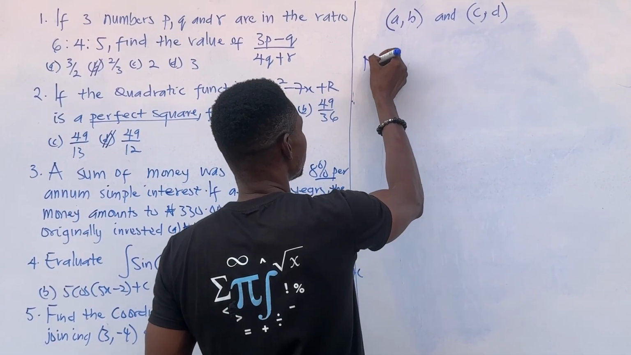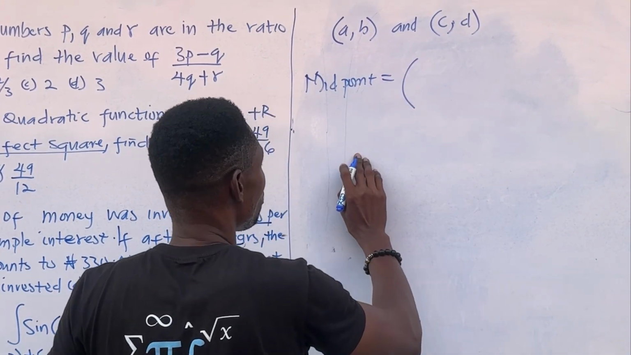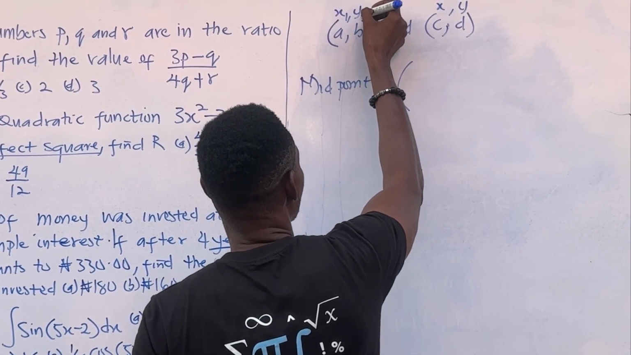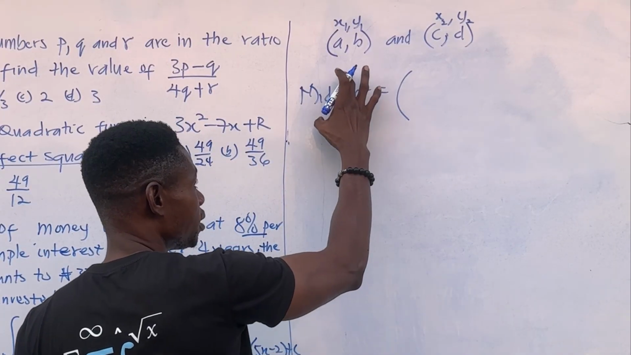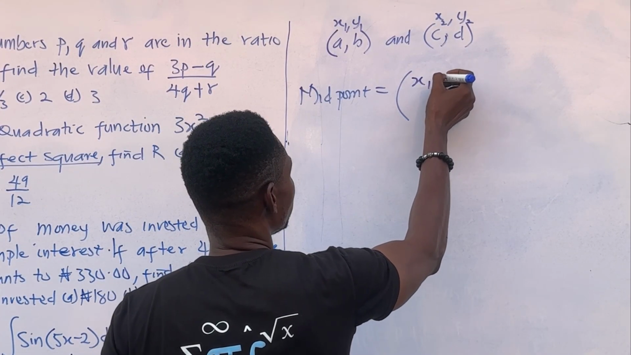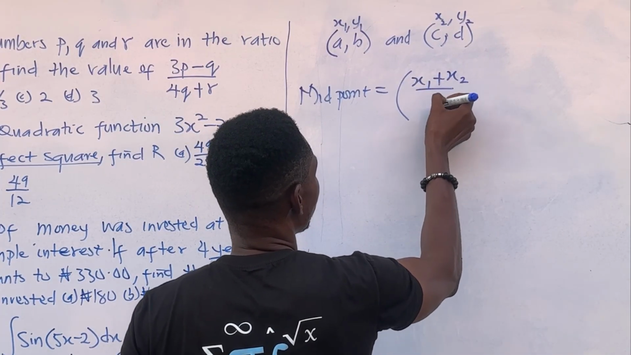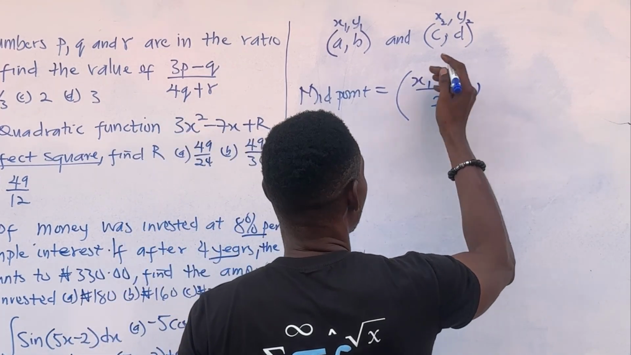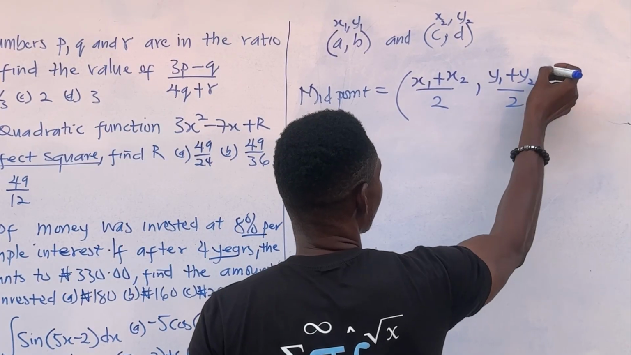Now the midpoint will be what? You pick the x. Remember, this is x comma y. Let's say x1, y1, x2, y2, right? So the coordinates of the midpoint will be x1 plus x2 over 2, comma, then for the y, you have y1 plus y2 over 2.